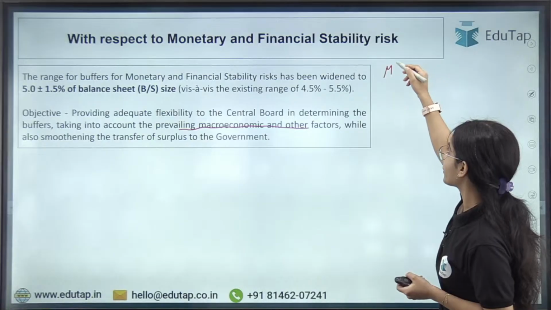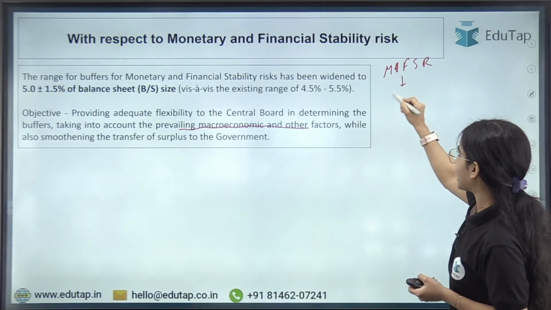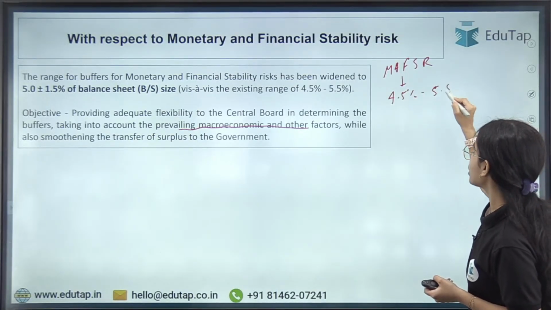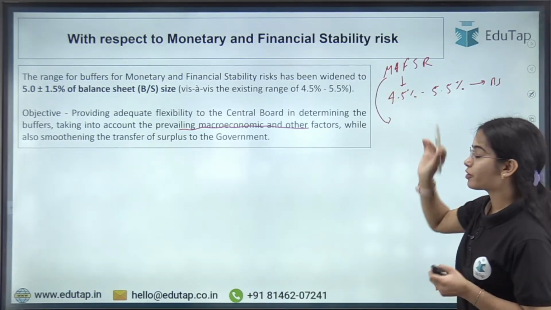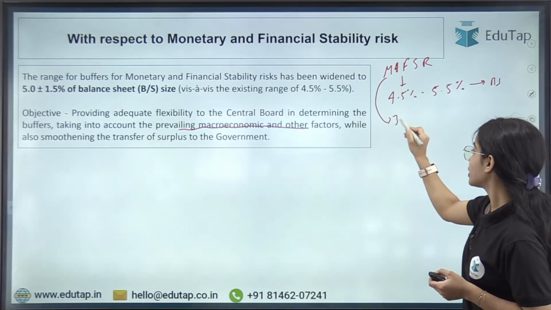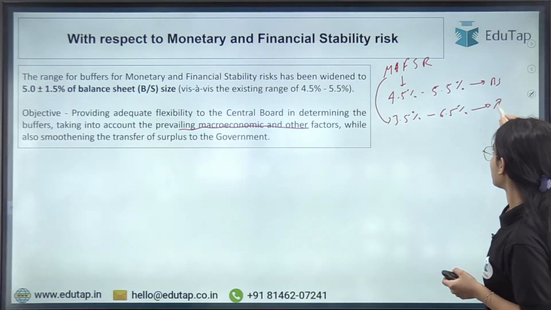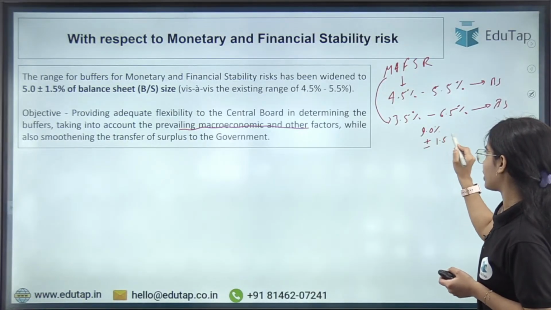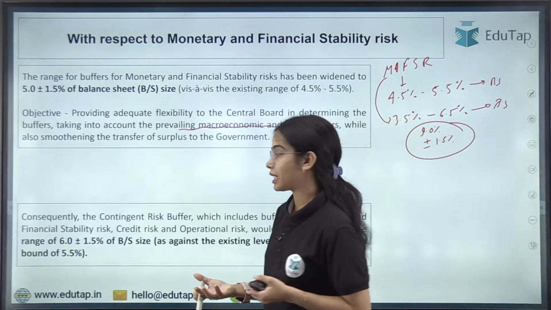So previously for the monetary and financial stability risk, the buffers could be maintained within the range of 4.5% to 5.5% of the balance sheet. But now for the risk, the buffers can be maintained within the range of 3.5% to 6.5% of the balance sheet. So that is 5.0% plus minus 1.5%. This is the range that is provided now. This is the flexibility that is provided.